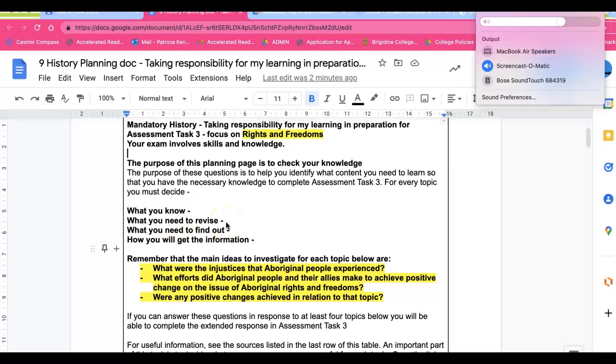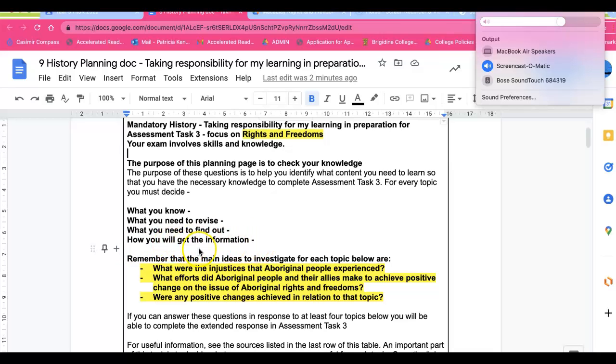So you might be a bit vague: I can't really remember, but yes, I know I did some work on that. That's telling you that you can go back and revise previous work. So what you know, what you need to revise, what you need to find out. If you don't know anything, make a note of it. You will need to find that information. Also, how you will get the information.